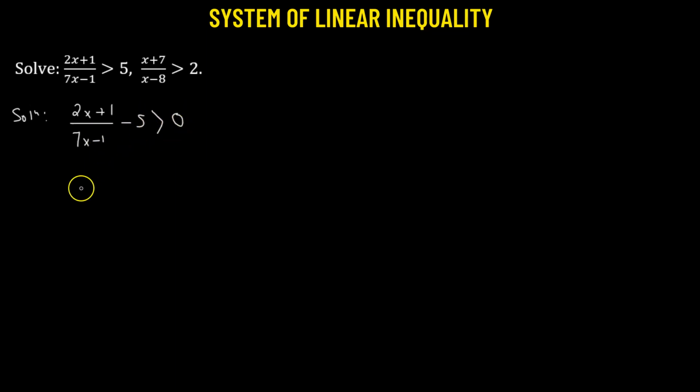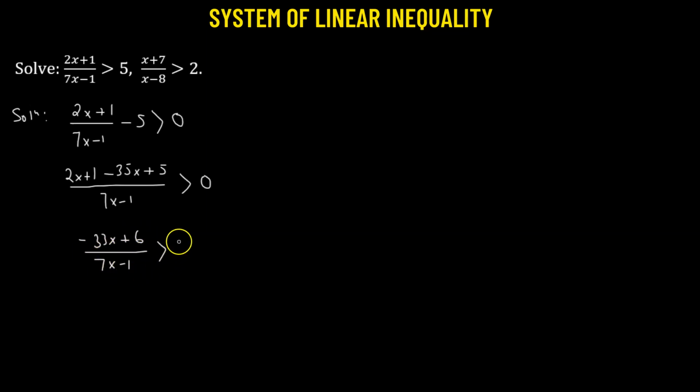Let's combine these two terms. In the denominator we have 7x - 1. In the numerator we have 2x + 1 minus 5 multiplied by (7x - 1), so that gives us 35x - 5 subtracted, which is greater than 0. Solving the numerator, we get (-33x + 6) divided by (7x - 1), which is greater than 0.